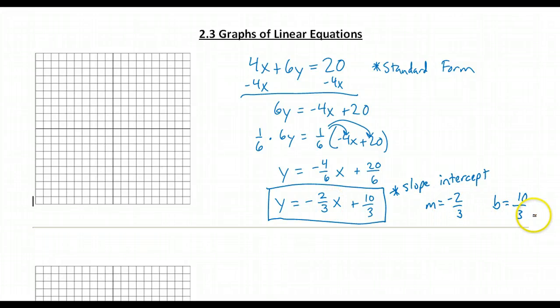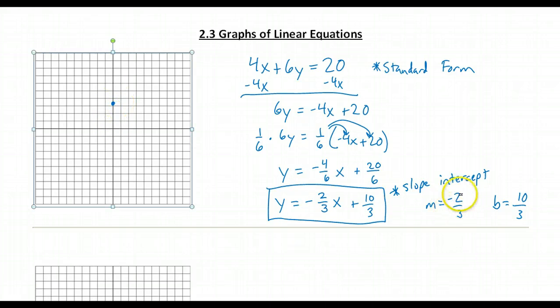To graph this line, I need to find 10/3 on the y-axis. The y-axis goes vertically, and 10/3 is just 3.3 repeating. So on the y-axis, I'm going to go up 1, 2, 3, and 1/3. And from there, I'm going to have a slope of negative 2/3. So I'm going to go down 2 and to the right 3. And I'm going to keep going down 2 and to the right 3 all the way across my graph.